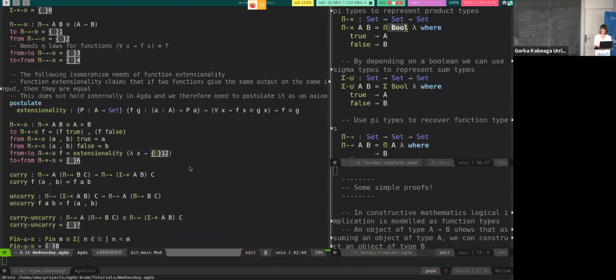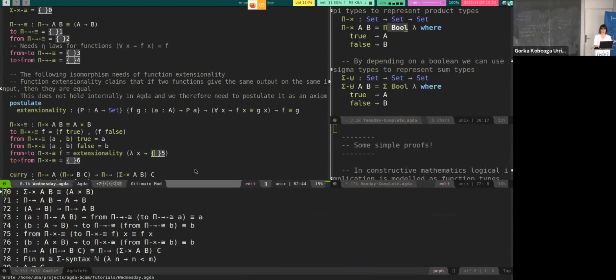Sorry, what happens if you don't use extensionality here? You can't prove it. Yeah. Because of how we define things. What's exactly the problem?